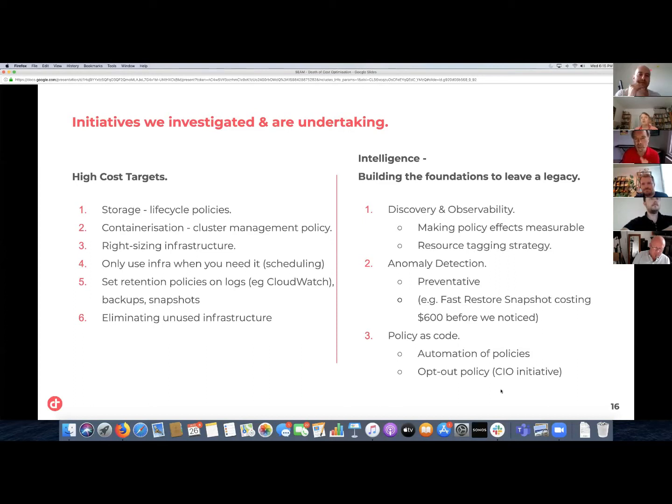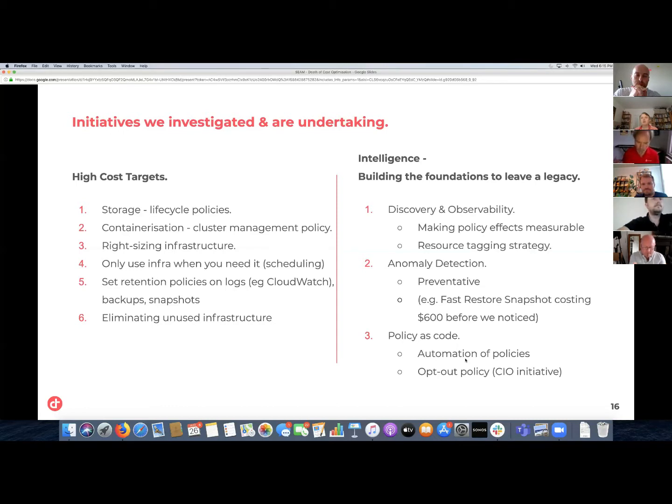What's interesting is the right side, the intelligence. So how to discover what's going on and how to observe what's going on, and then how to observe the effect of the policies that you're implementing. Anomaly detection, which is another one Andy's going to talk about.